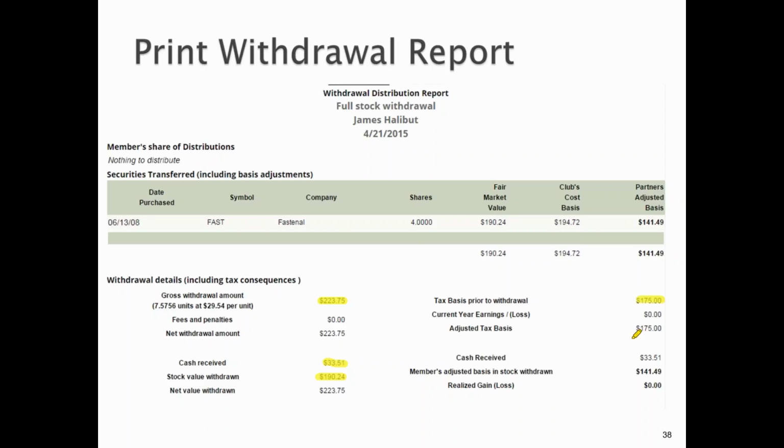So that's how much this member's tax basis was. They had put in $175. In other words, there were no earnings or loss this year, so that $175 was their basis. They got back $33.51 in cash, which left them with $141.49 as their adjusted basis in the stock. And that is the amount right here that is now their basis in the $190 worth of stock that they received as part of their withdrawal.